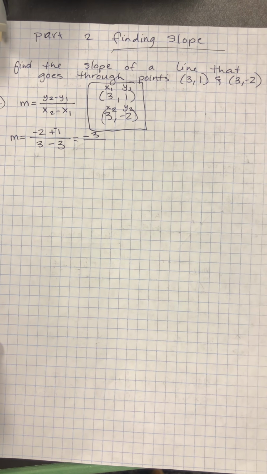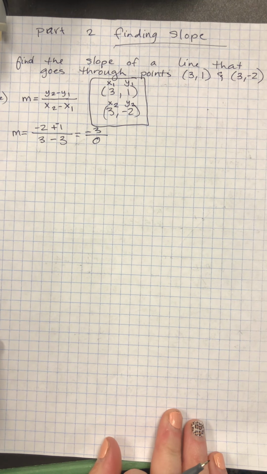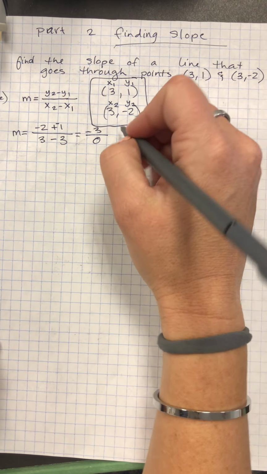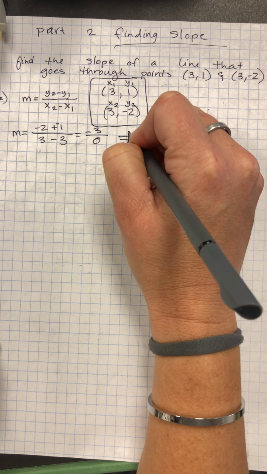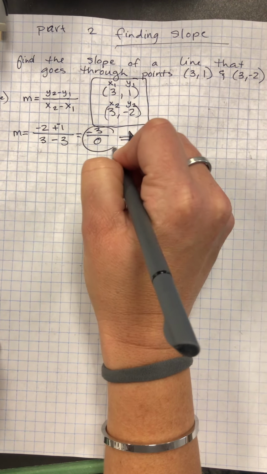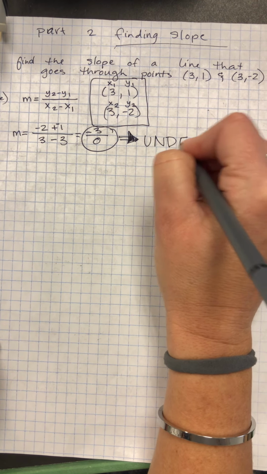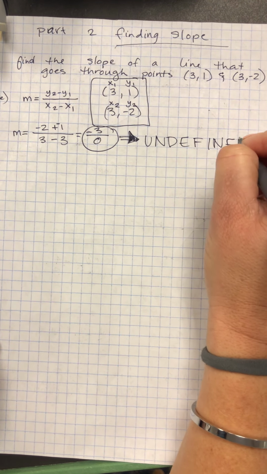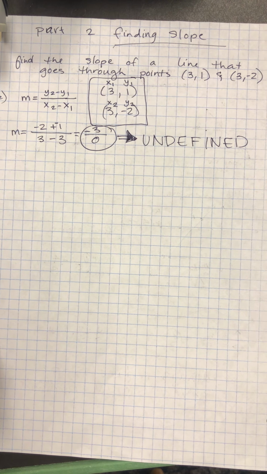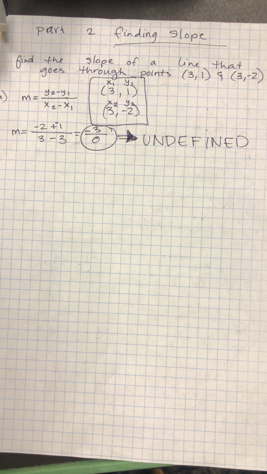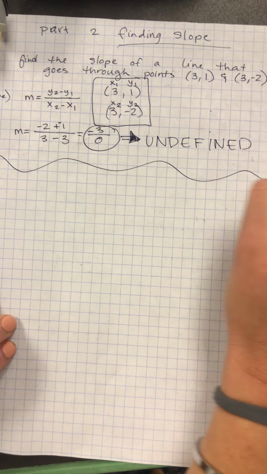And what's going to happen on the bottom? 0. We get 0. Do you know what happens when we have a 0 on the bottom in slope? That means it's undefined. The slope is undefined. We can't have a 0 in the denominator, and it's going to happen, and that doesn't mean you did it wrong. That means the slope is undefined. You're just going to write undefined. Okay? Let's do one that works.